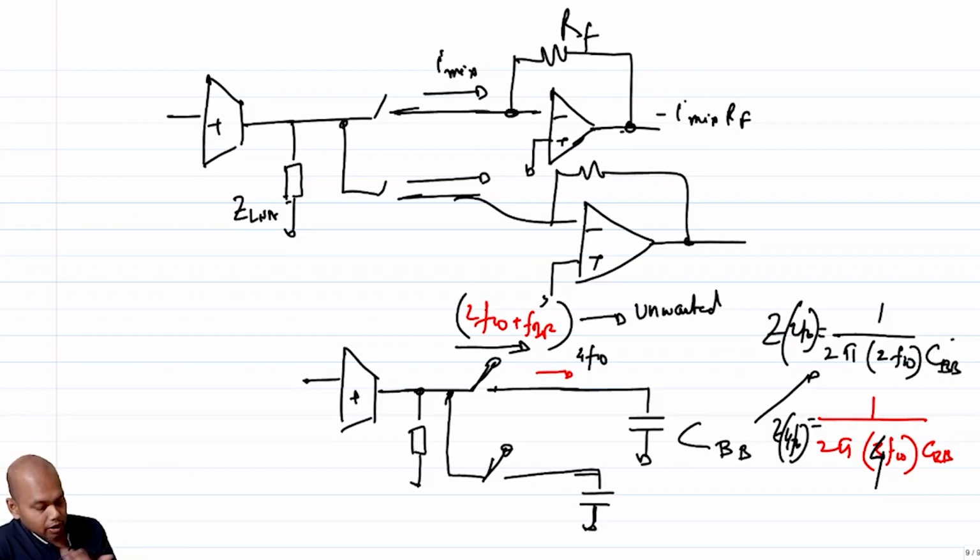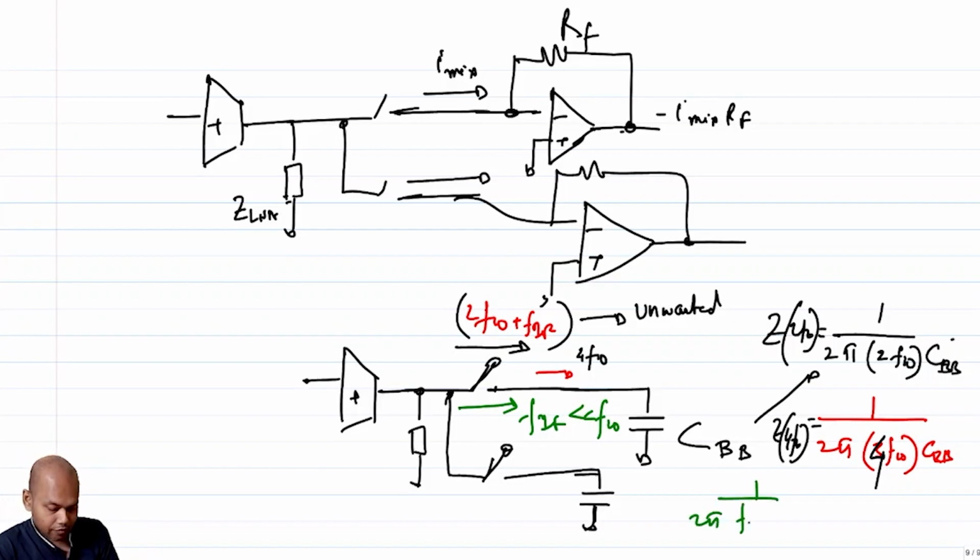But what about the FLO component? Or rather, what is the desired component? The desired component is FIF. Now, if FIF is sufficiently close to DC, the capacitor is essentially seeing an open circuit, right? So FIF is much less than FLO. Then the impedance provided by the capacitor in this case is 1 by 2 pi FIF times CBB, which can in principle be much greater than this ZLNA.